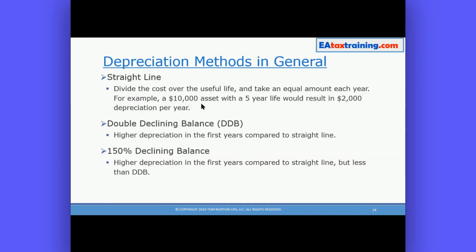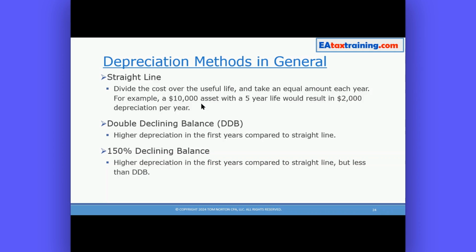So you just divide the cost over the useful life, and take an equal amount each year. So if you had a $10,000 asset that's got a 5-year life, you'd take $2,000 each year. That would be straight line. That's the simplest and most straightforward. And there are some assets in tax law that we use straight line for.